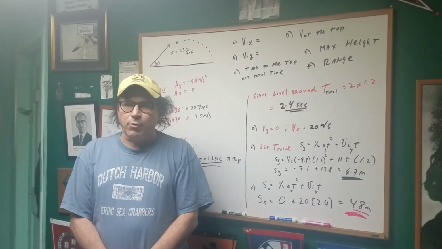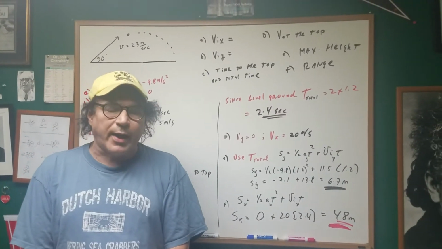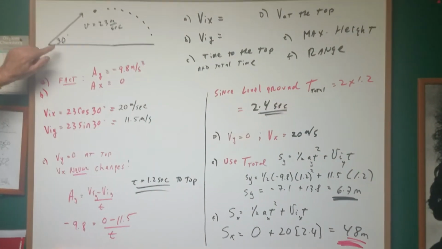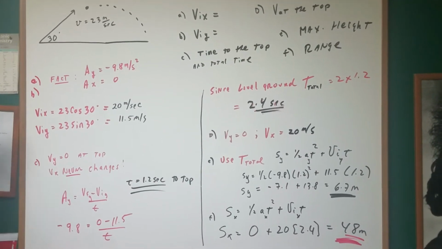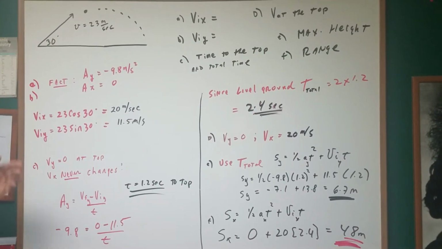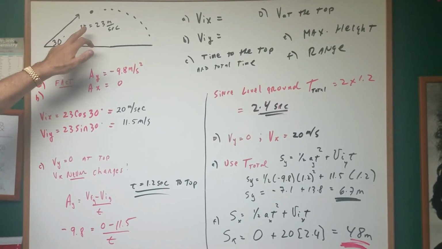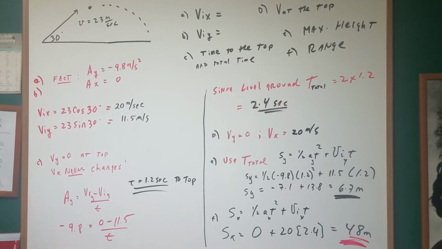Yes, I'd like to go over with you a question in motion in 2 dimensions, which is a projectile, and it's going to have multiple parts. Let's have a look. This could be anything you want it to be. It could be a football, it could be a rocket being launched, but as you can see, we're going to launch something at a 30-degree angle at a velocity of 23 meters per second.